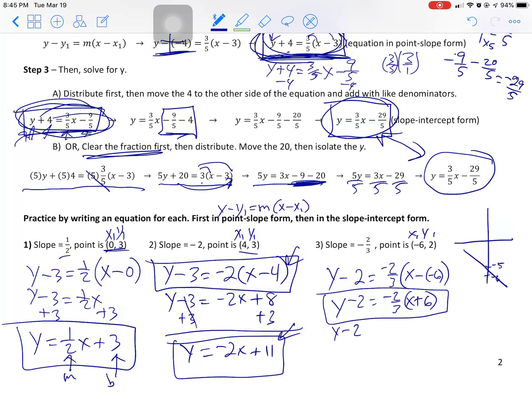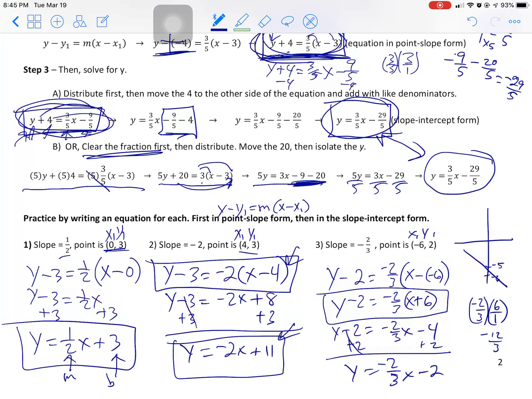You want to distribute the fraction. All right, what is negative 2/3 times a positive 6 over 1? That gives you a negative 12 over 3, which gives you a negative 4. Okay? I don't need to clear that fraction because all I need to do next is move the 2, and that's not a fraction. So y equals negative 2/3 x minus 2.